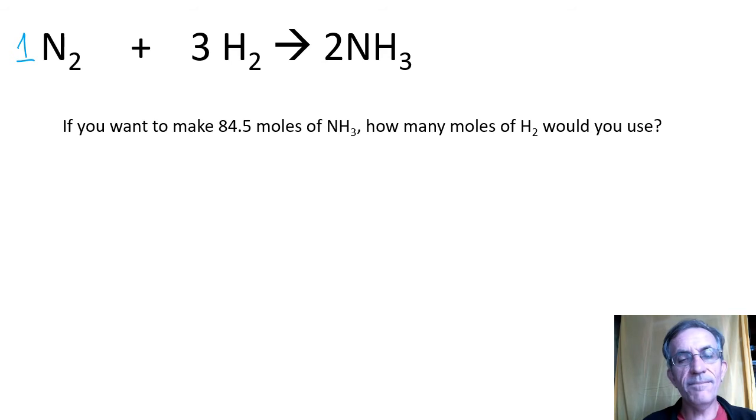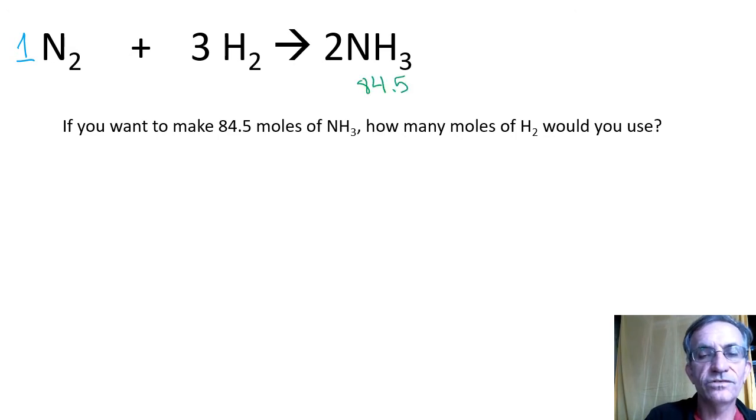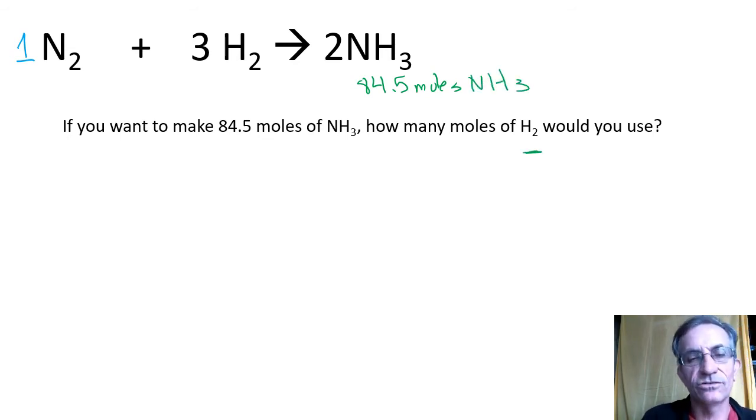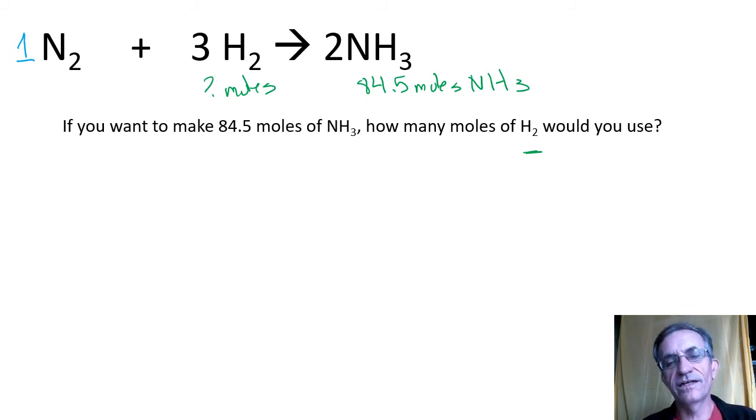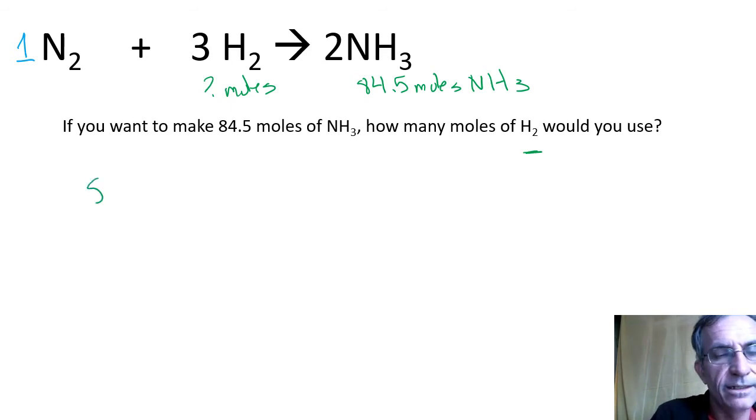All right, so let's try another one. It says, if you want to make 84.5 moles of ammonia, so we want to make 84.5 moles of this, and I could ask you lots of questions, but the one I picked to ask is, how many moles of hydrogen would you need? If you want to make 84.5 moles of ammonia, NH3, how many moles of hydrogen would you use? So this is converting really. The conversion factors are your coefficients. So write down your beginning number and unit: 84.5 moles of ammonia.